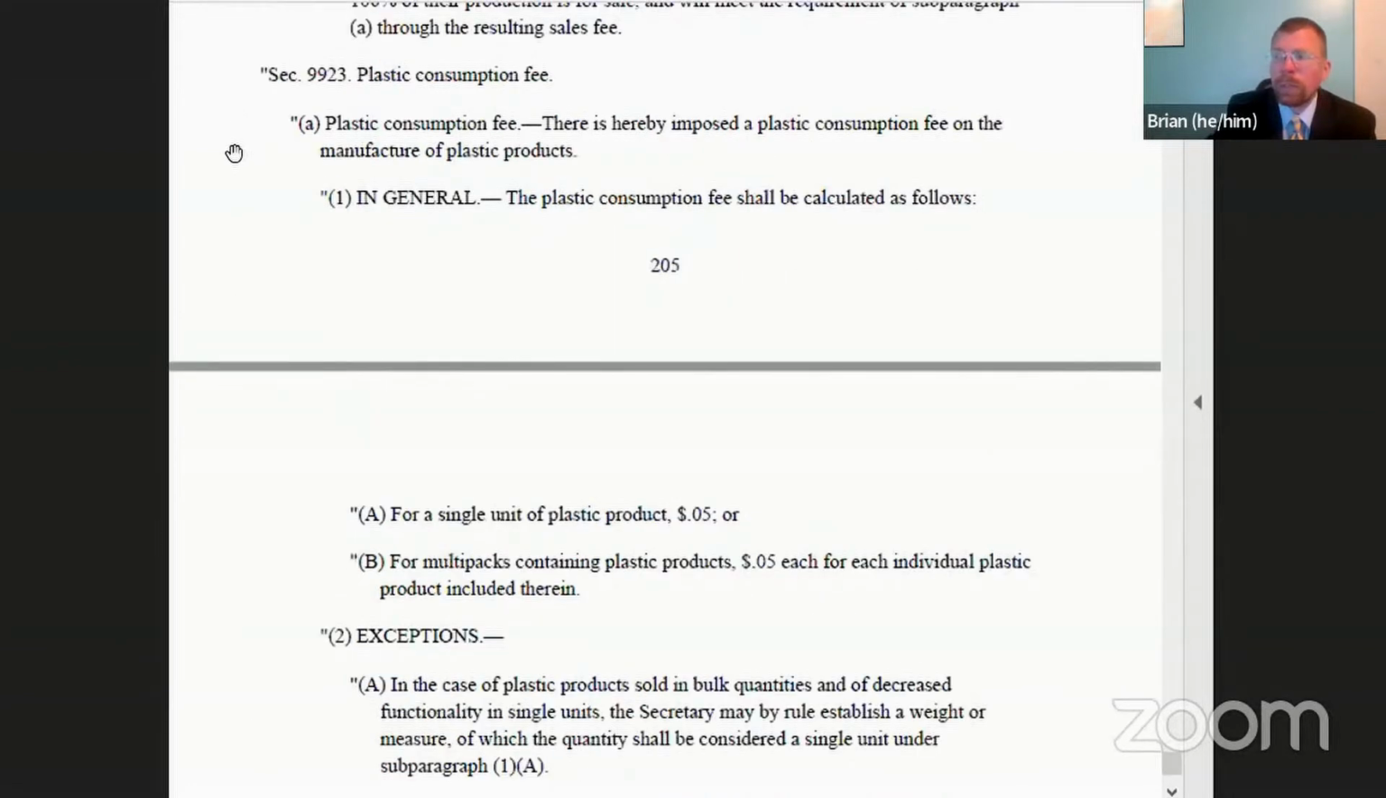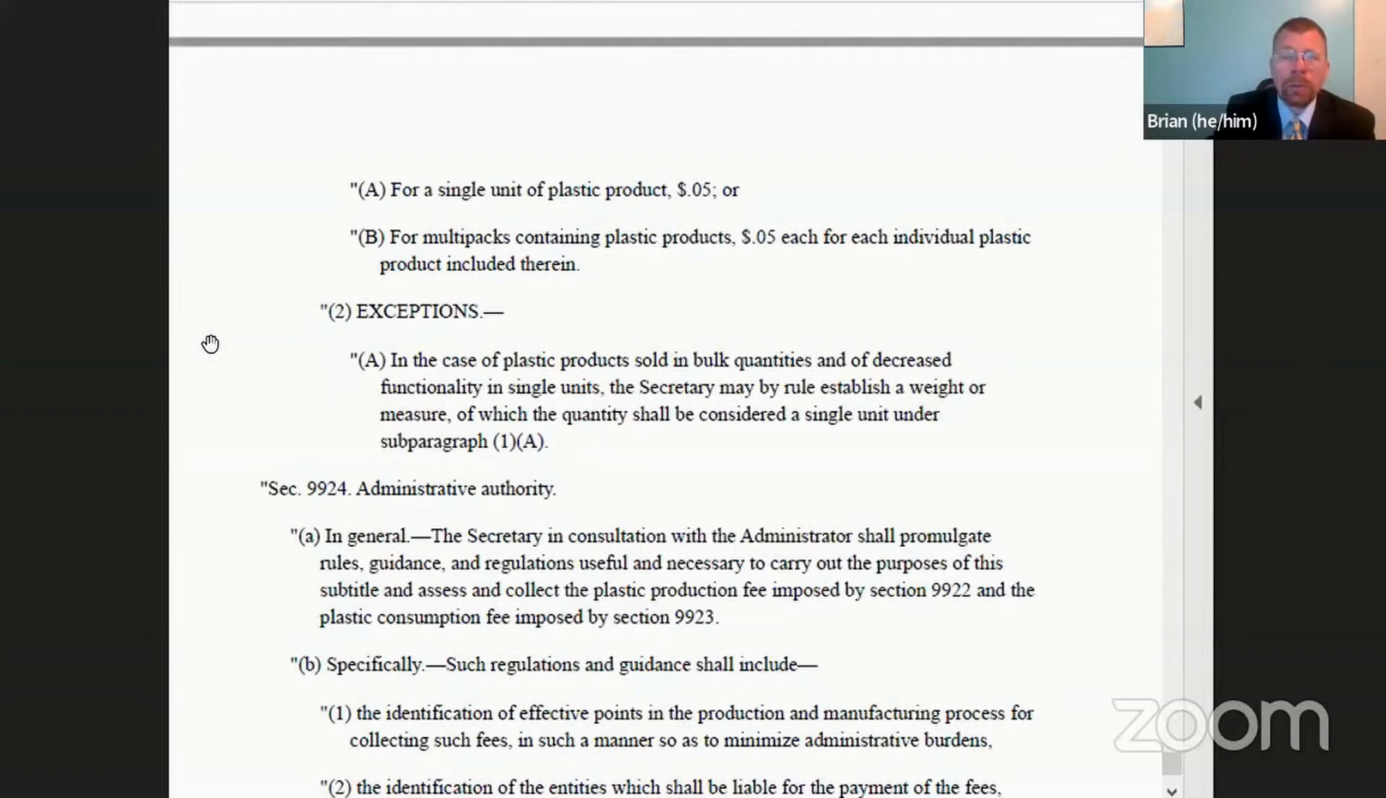Section 9923 is the plastic consumption fee, and this is for the plastic products: 5 cents per product, or for multi-packs containing plastic products, 5 cents for each individual plastic product. So again, McDonald's buys a box of 1,000 plastic forks, and they would pay 5 cents for each individual plastic product. We're not banning single-use plastic. Plastic has many good uses. It also has very high costs, especially when we produce it and throw it away frivolously. So this is about encouraging more mindful consumption.